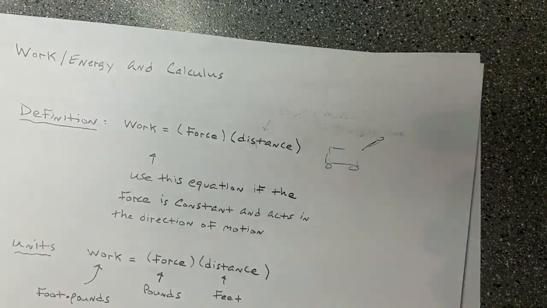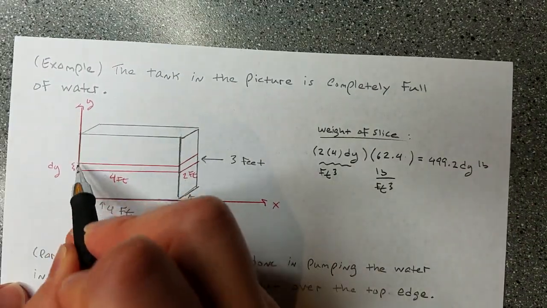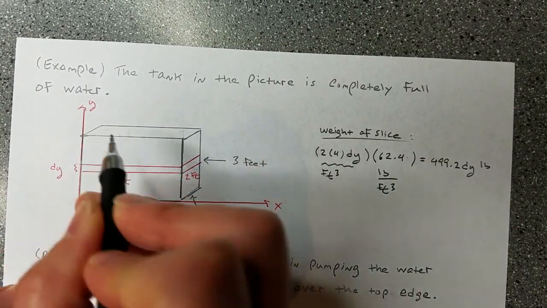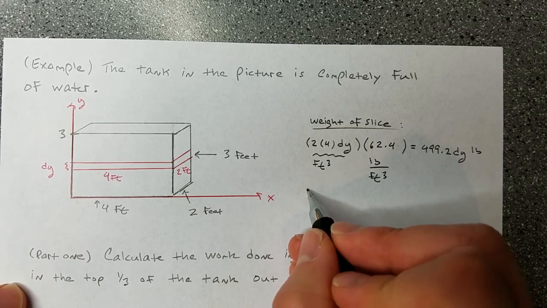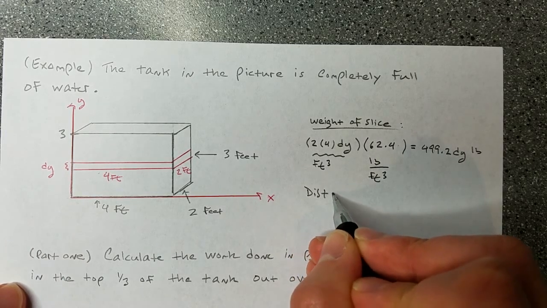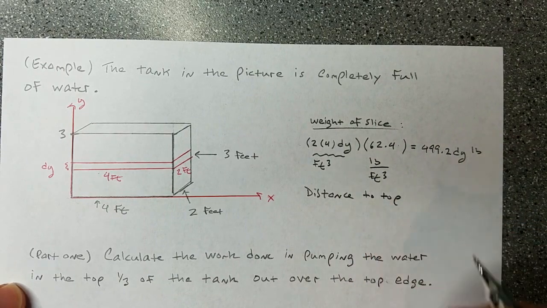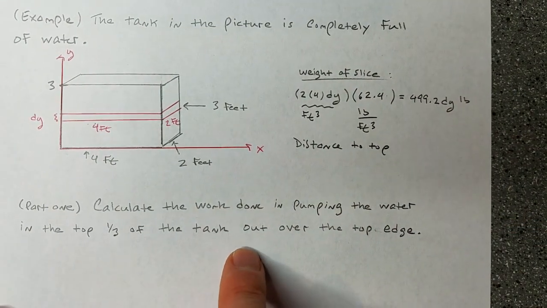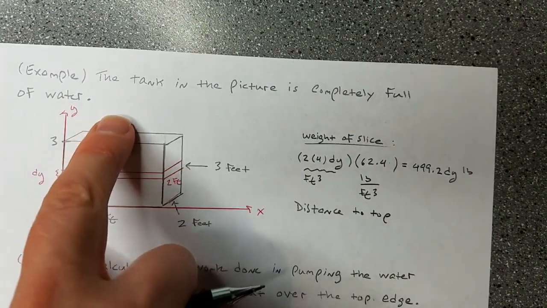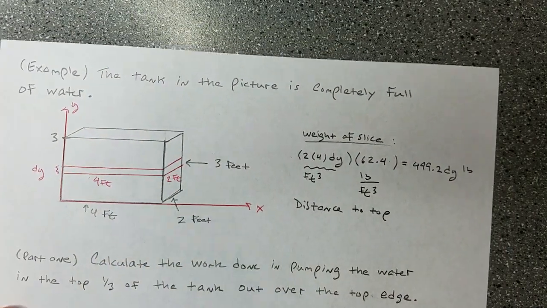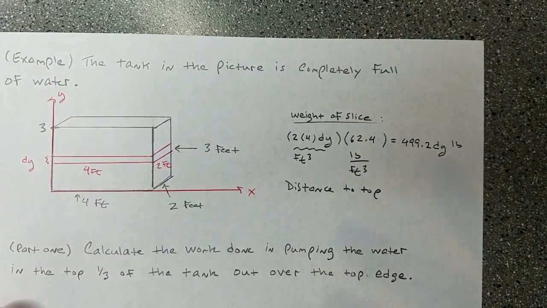The weight's like the force. What's the distance? How far to the top? Where is the top? Well, it's 3 feet tall. The top is 3. So the distance to the top, as it says, we want to pump the water just over the edge, just to the top. At least here, it doesn't say what's the work to pump the water 3 feet above the tank, but just out of the tank, just over the edge.